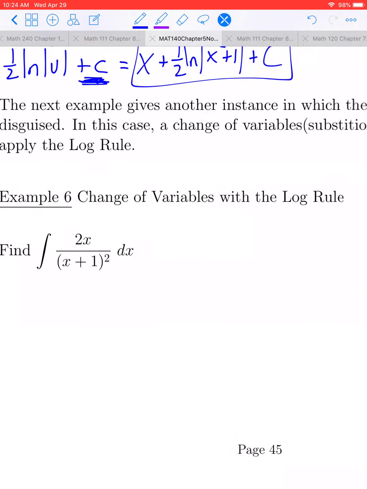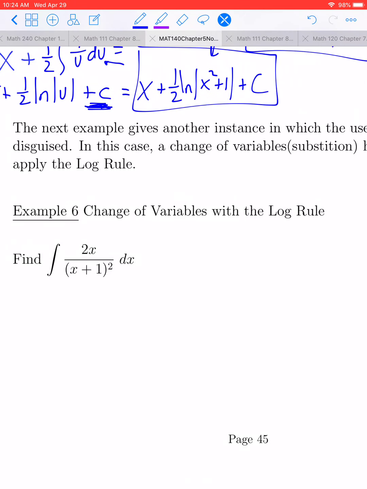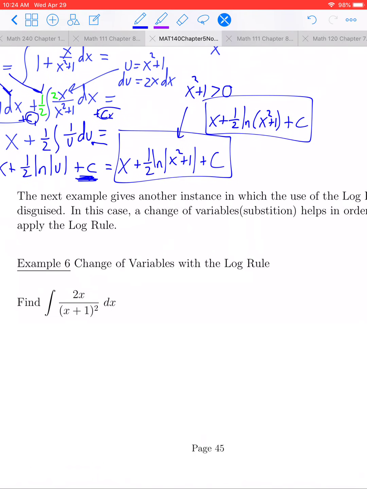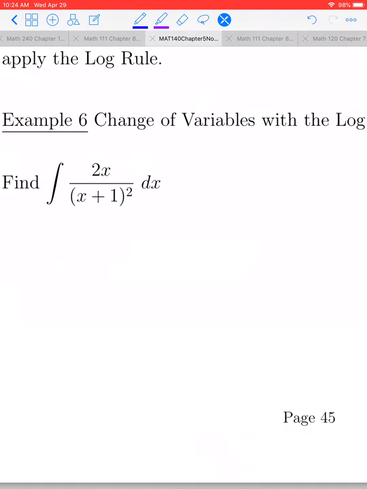Let's take a look at another example. The next example gives another instance in which the use of the log rule is disguised. In this case, a change of variables helps in order to apply the log rule.